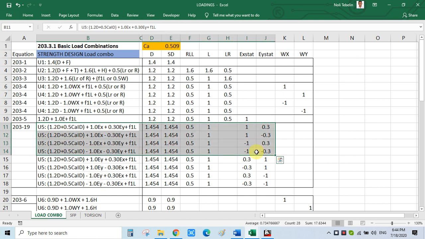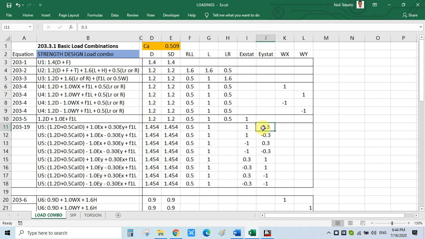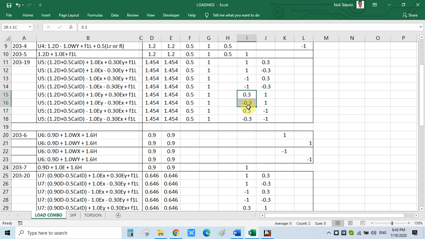So, ito yung mga earthquake along Y. So, meron tayo dito ng 100% along X and 30% along Y. Then, following to that, we will have 30% along X and 30% along Y. Okay, so ito yung special seismic load combo na gravity load, dead load, plus live load, plus earthquake load. Okay, so punta tayo sa equation 203-6.